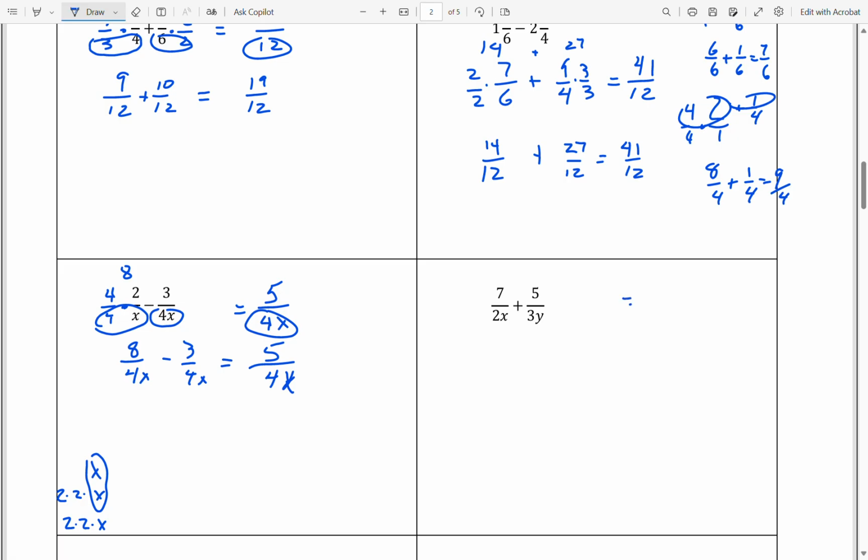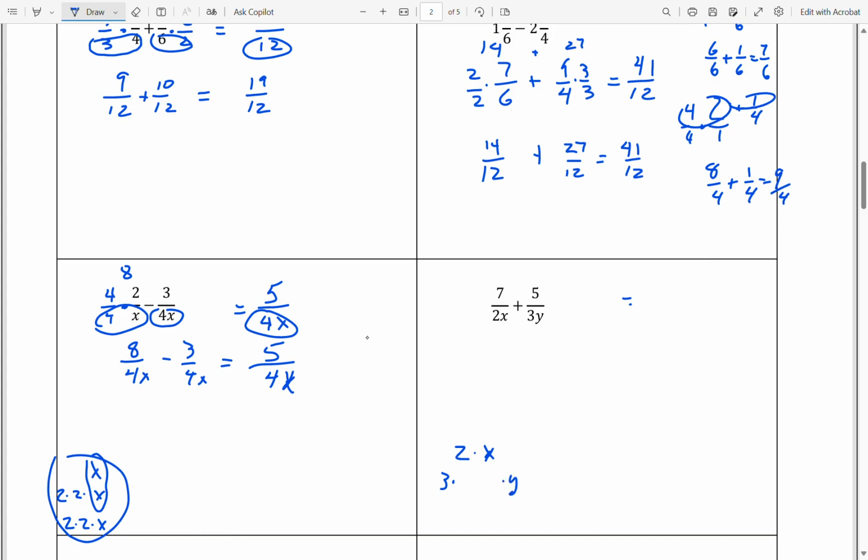This first fraction is a 2 times an x, and the second fraction is a 3 times a y. So I'm putting everything in columns just like I did on the previous problem. But if it's got that term already in it, then I put it in the same column. If not, I make a new column. So 3 times y is 3 times y.